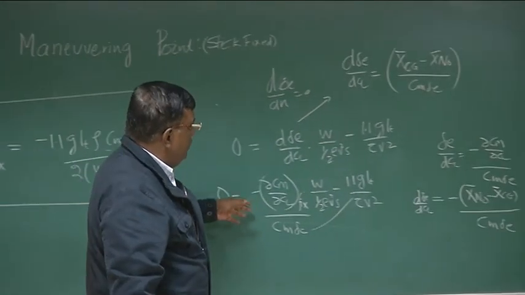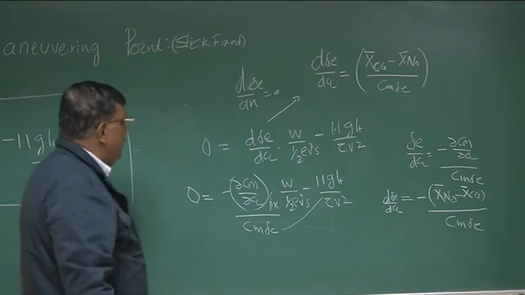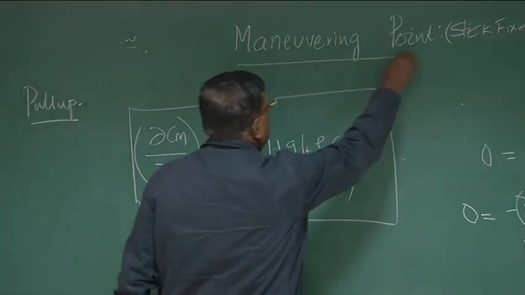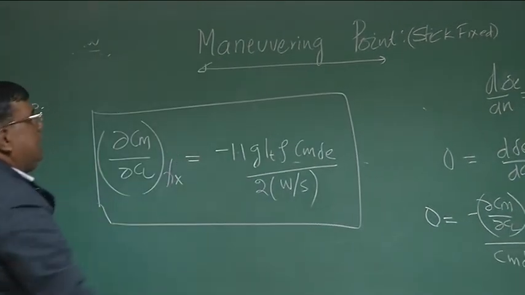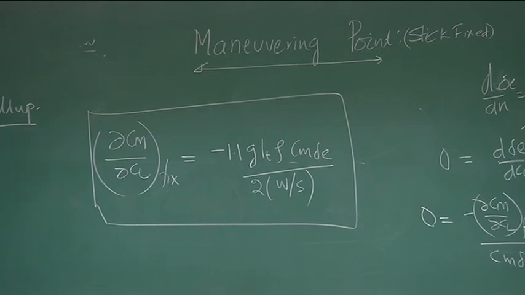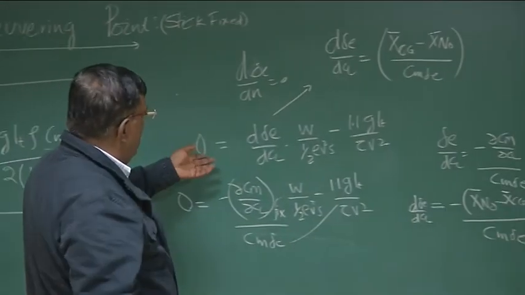I will advise you to do these things yourself, otherwise you will lose insight. What is our aim? Our aim is to find the maneuvering point. And what was the maneuvering point? It is that xCg location at which d delta E by dn is 0, and we have put d delta E by dn equal to 0.